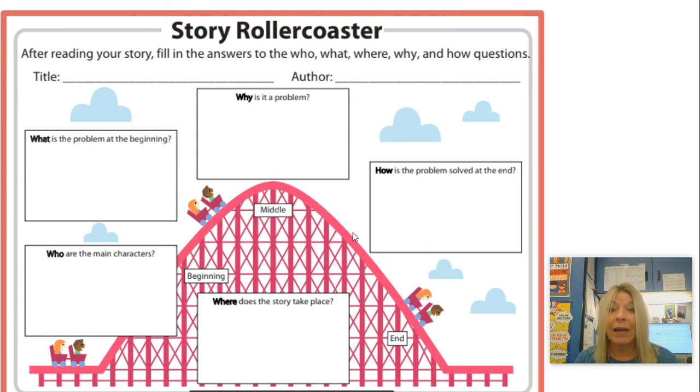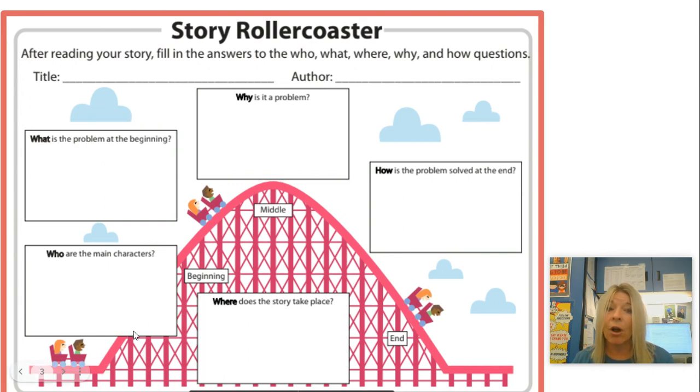And on our way down, we find the solution to the problem. We find the how the problem was solved. So, anytime you're reading a fiction, a realistic fiction, a fantasy book, you're going to see these story elements: the setting, the main characters, the problem, and the solution. And think of it like a roller coaster.